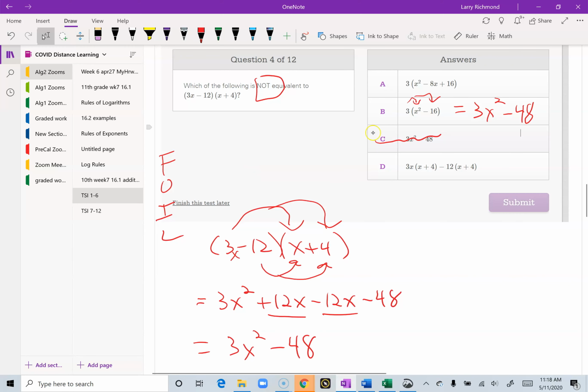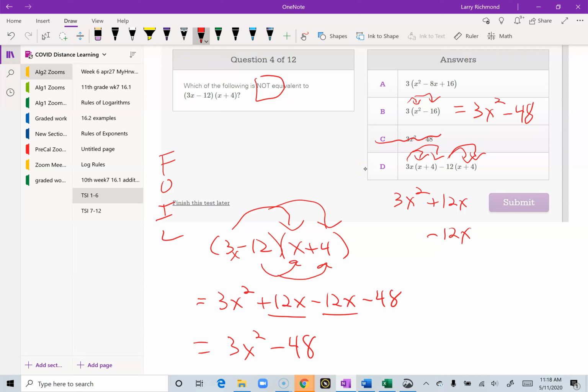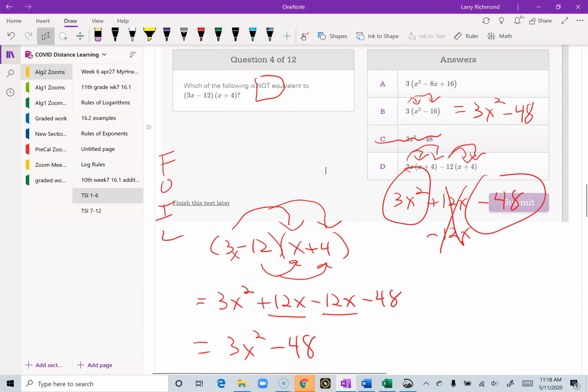All right. If you distribute this bottom one, you'll see it's going to be the same. 3x times x is a 3x squared. 3x times 4 will be a 12x. Negative 12 times x will be a negative 12x. Again, you can see those additive inverses. And negative 12 times 4 is a minus 48. Again, you see the cancelization of those inner two, and we have the same quantity. So the one that is not is a.